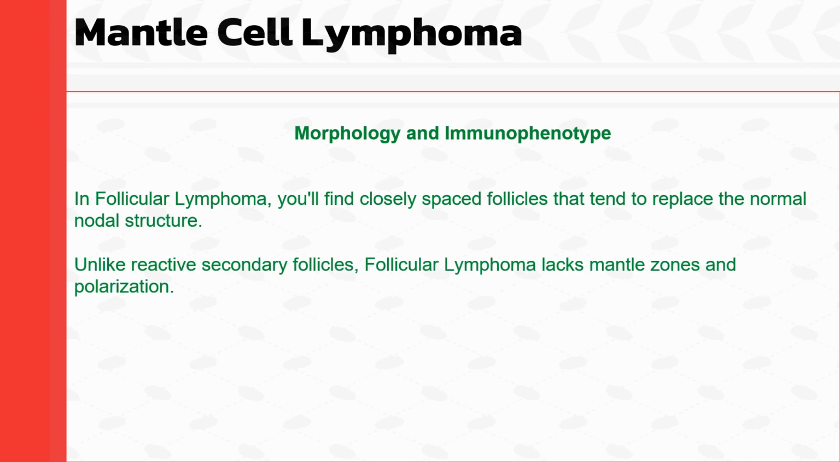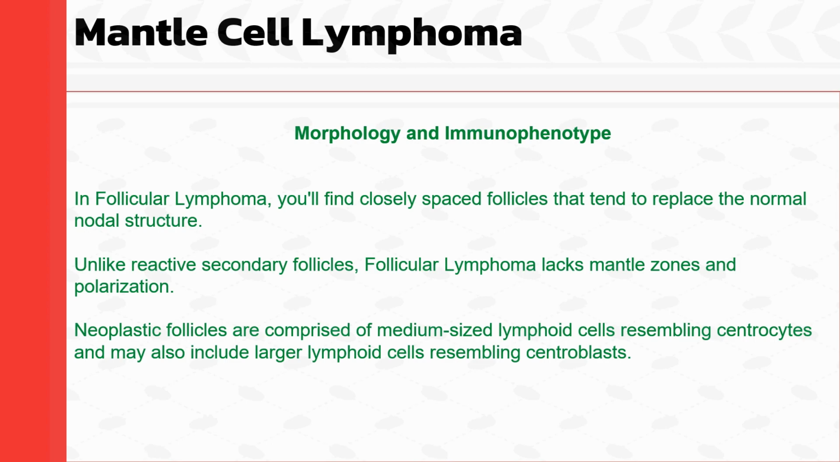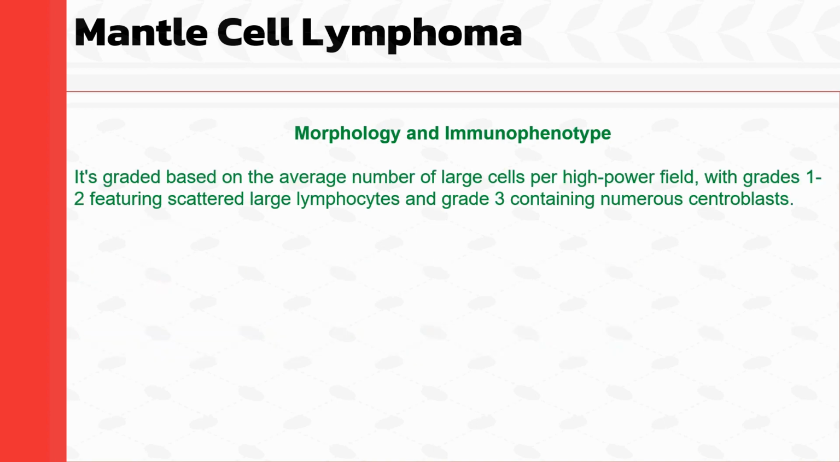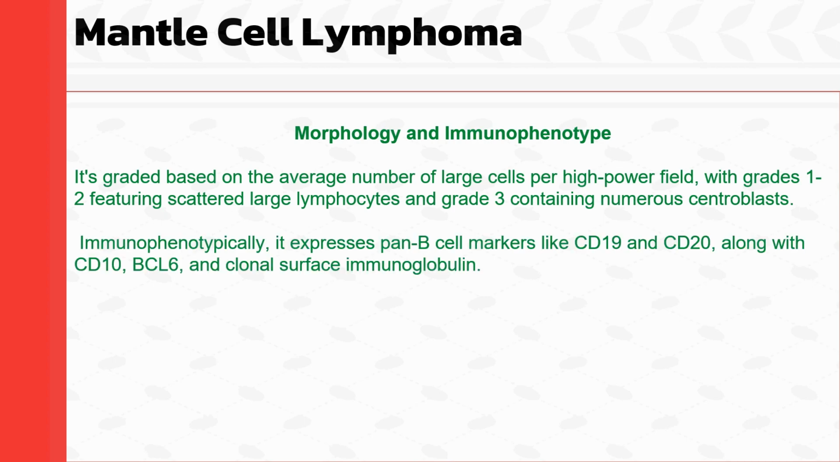Unlike reactive secondary follicles, follicular lymphoma lacks mantle zones and polarization. Neoplastic follicles are comprised of medium-sized lymphoid cells resembling centrocytes and may also include larger lymphoid cells resembling centroblasts. It's graded based on the average number of large cells per high-power field, with grade 1 to 2 featuring scattered large lymphocytes and grade 3 containing numerous centroblasts.